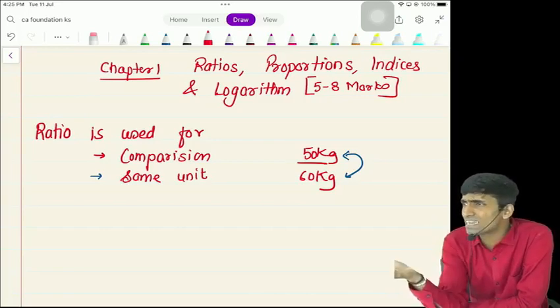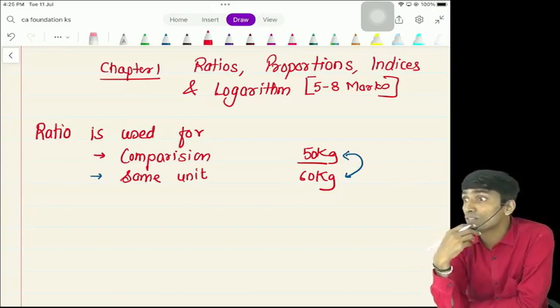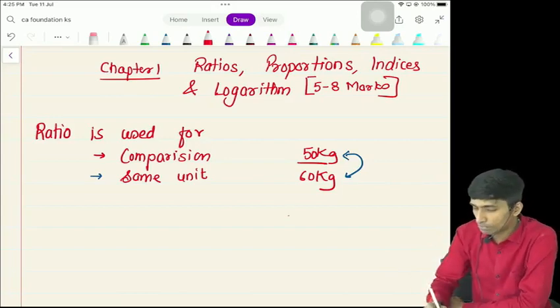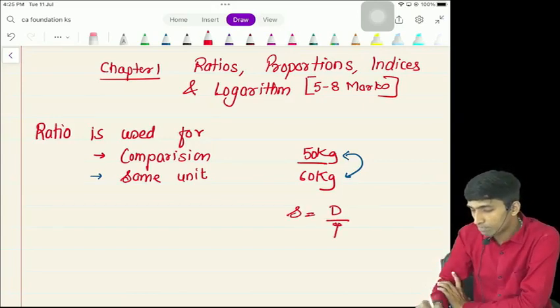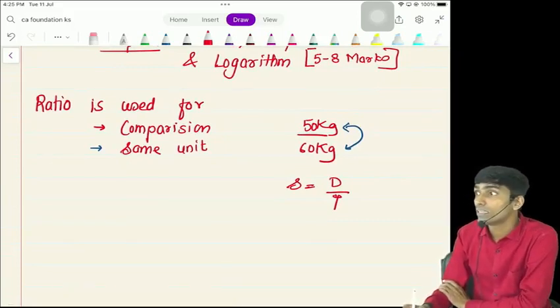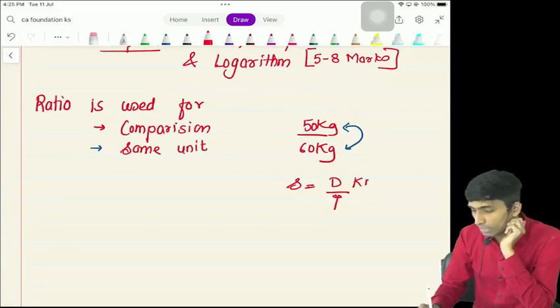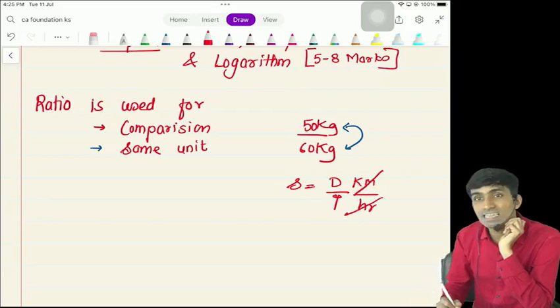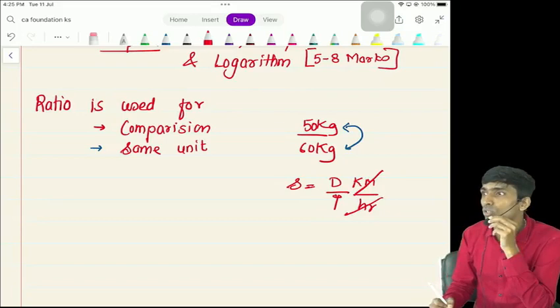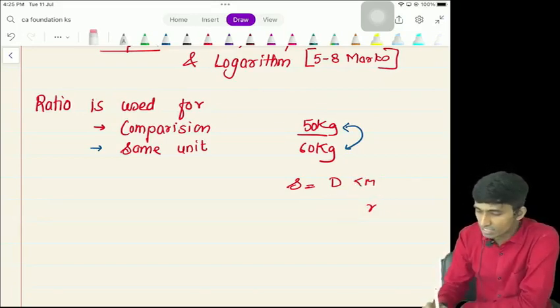Can 50 kg and 60 liter, can we cancel that? We can't. If you are calculating the speed, what is the formula for speed? Distance upon time. Speed is mentioned in what units? Meter per second or kilometer per hour. Kilometer upon hour, you can't cancel this. But to calculate the ratio, the units need to be the same. Next.